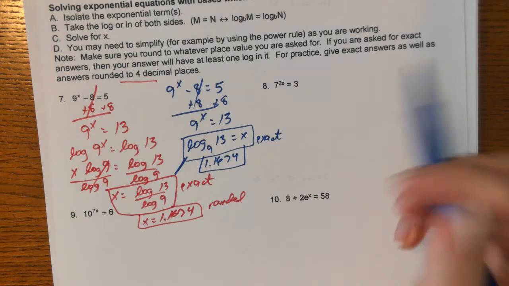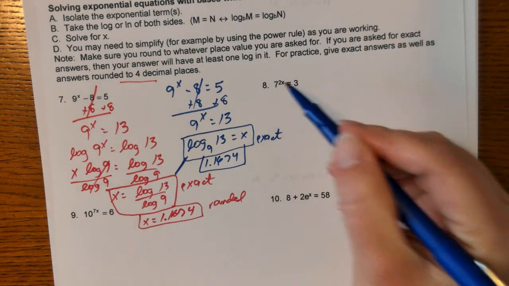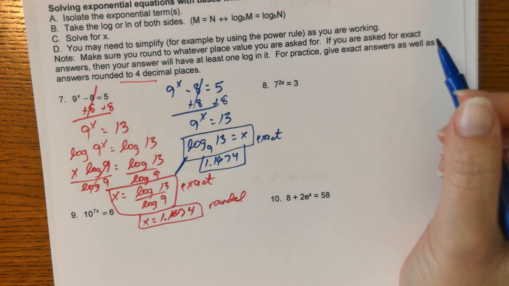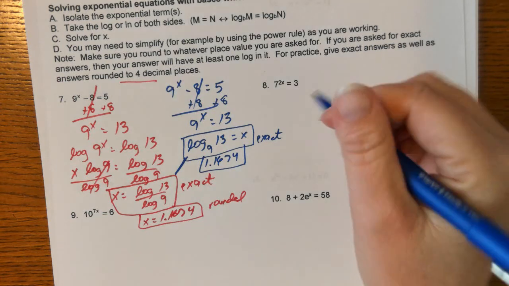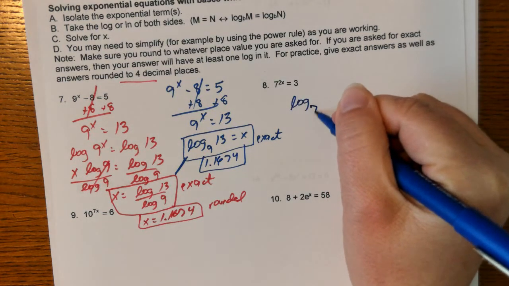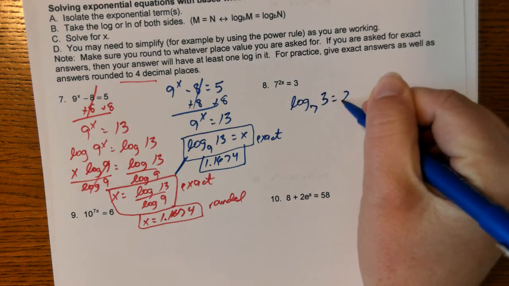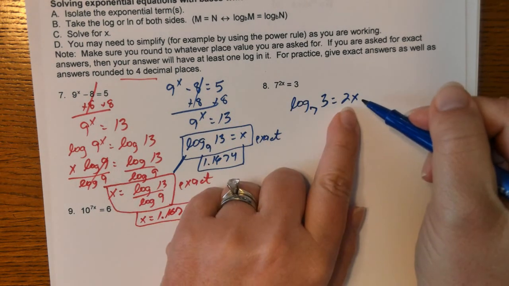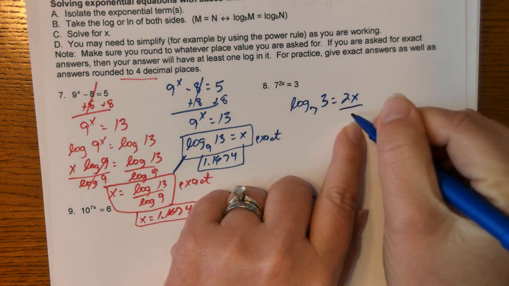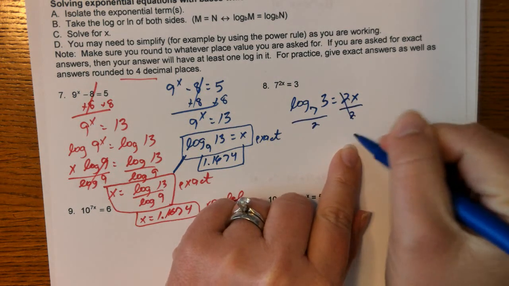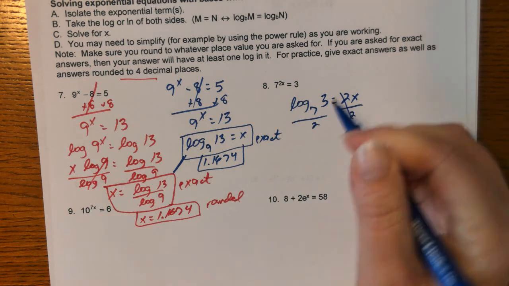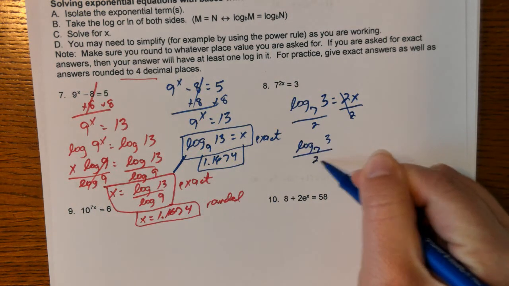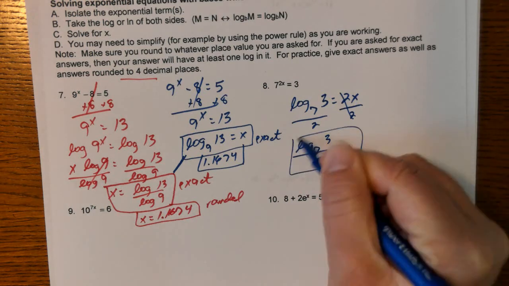All right, number 8. They've isolated the exponential. 7 to the 2x is our exponential. It's by itself. So my suggestion is convert to a log. Log base 7 of 3 equals 2x. Now we're not quite done because we don't have x by itself. So what I'll have to do at this point is divide both sides by 2 so that I can get x alone. So my exact answer would be log base 7 of 3 divided by 2. That's my exact.